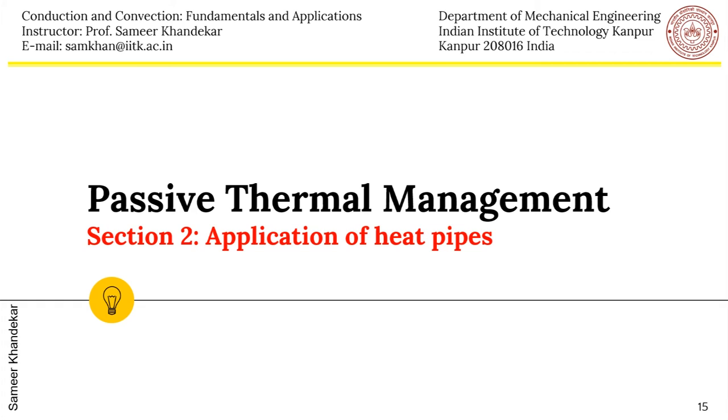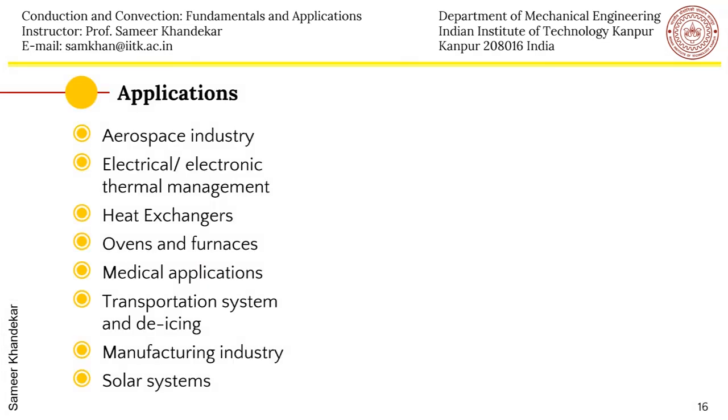So, because of these very attractive properties of the passive two-phase technology with such a large heat transfer coefficient, heat pipes are used across several industries, from aerospace to electronics thermal management, heat pipe heat exchangers, ovens and furnaces for isothermal conditions, medical applications, transportation and de-icing systems, manufacturing industry, solar systems, and of course space. So space is the starting point of the journey of the heat pipe development.